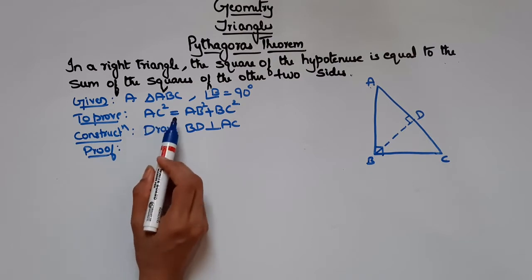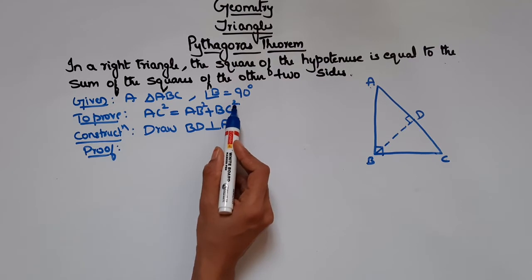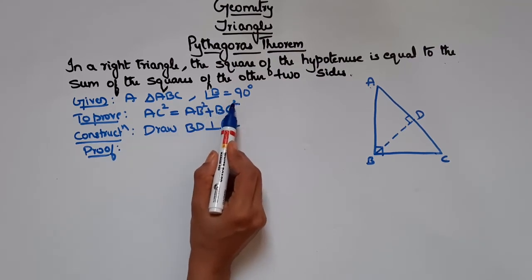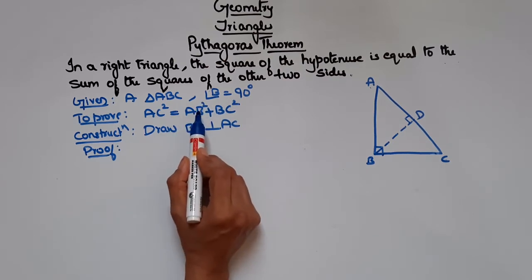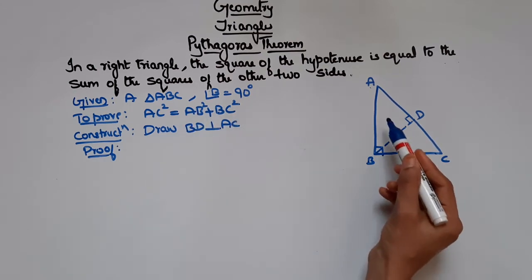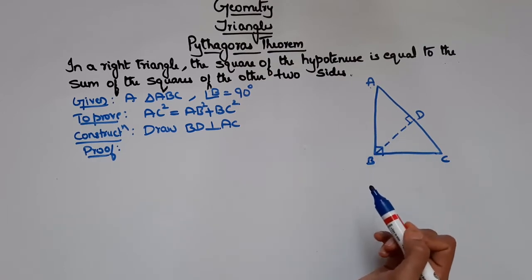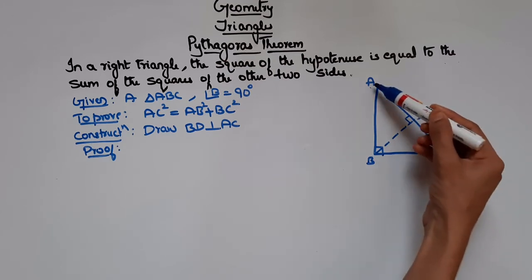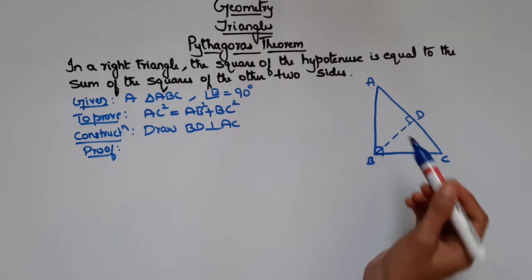Now if you see what to prove, we have AC square is equal to AB square plus BC square, right? The RHS of this equation is AB square plus BC square. First let's see AB square. AB square is nothing but AB into AB, right? So now we have to choose two triangles such that both the triangles have AB. If you see the triangle ABD and triangle ABC, in both the triangles we have AB. So let's take those two triangles.